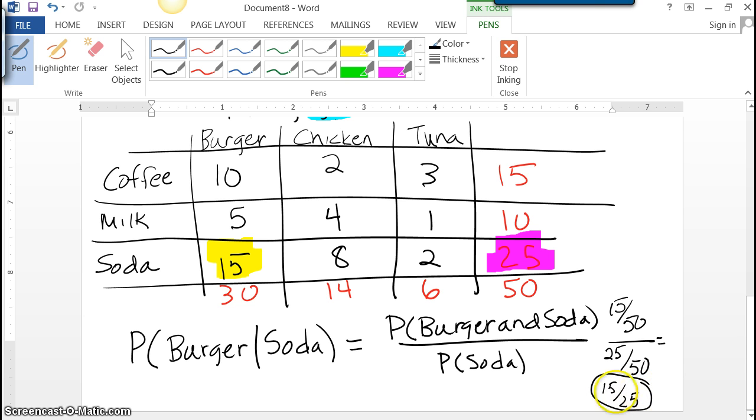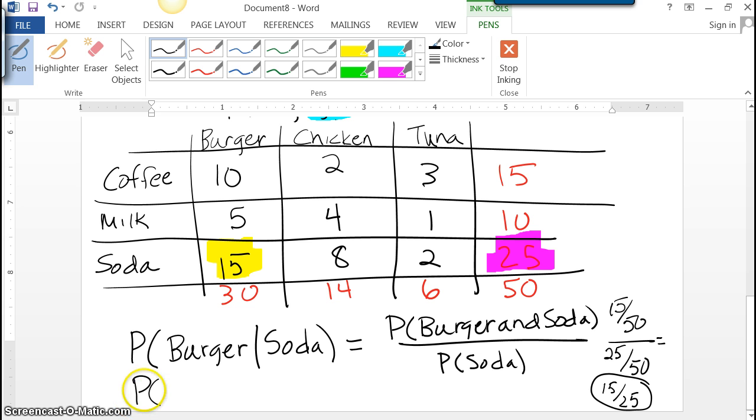There's a shortcut for this when you have a table like this. If you're asking a question like, what's the probability of burger, given you know they've ordered a soda, then you can just look at this row, knowing the 25 people who ordered a soda, and only look at those, and then of those 25, how many ordered a burger. You can just go to 15 out of 25 and get this answer without using the rule formally. So I'm going to ask another question and we'll just do it with the shortcut.